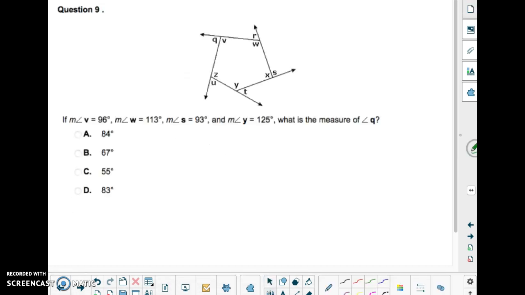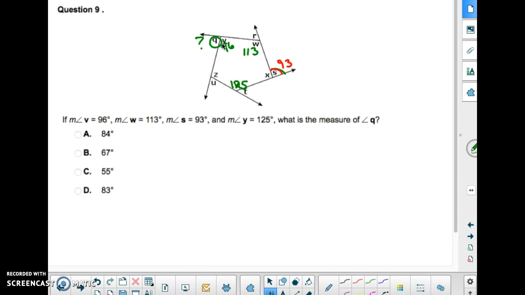Wow, we've got a lot going on in this picture. I notice that there are 5 sides, so it's a pentagon. Let's put in what we know. Angle V is 96 degrees. And angle W is 113. And the measure of angle S out here, now this is on the outside, is 93. And the measure of angle Y, now we're back on the inside, is 125. So what is the measure of angle Q?